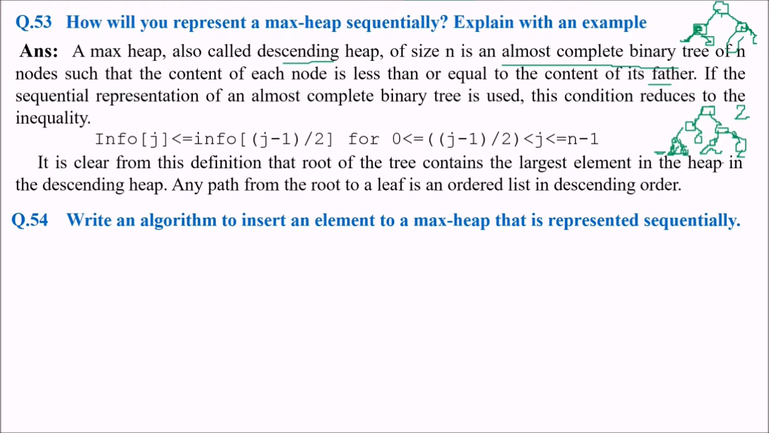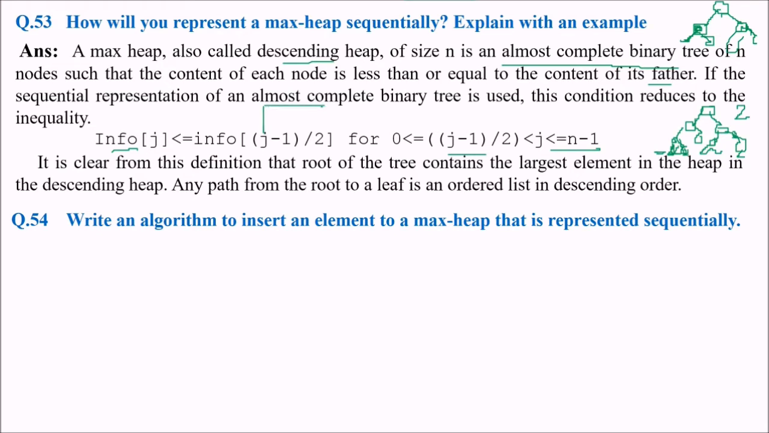Well, why do we require it? Because if the sequential representation of an almost binary tree is used, the condition will simply reduce to the inequality that, if this is an array, info j is less than or equal to info (j minus 1) by 2, for j and (j minus 1) by 2 lying between 0 and n minus 1. So info j should be less than or equal to info (j minus 1) by 2. So it is clear from this definition that the root of the tree contains the largest element in the heap, and in the descending heap any path from the root to a leaf is an ordered list in descending order. Let me tell you one more thing here, what exactly I mean.